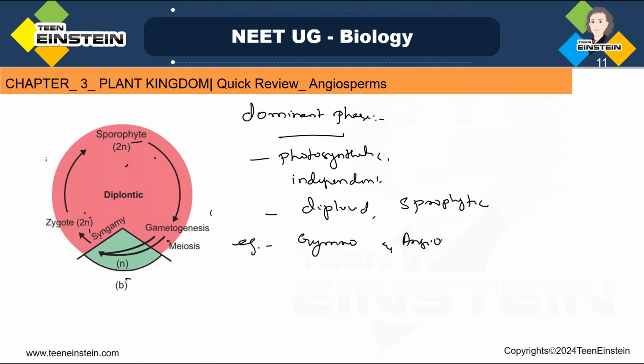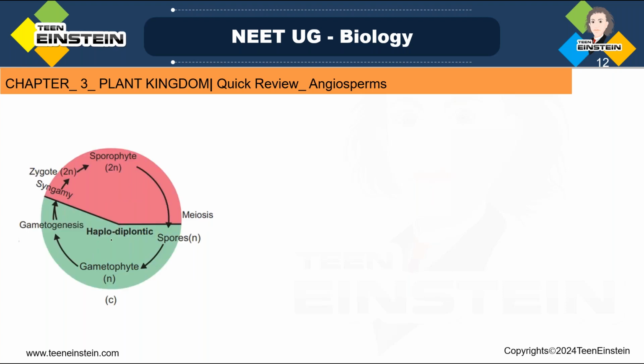Gymnosperms and angiosperms, right? Fucus, brown algae, all these are coming under diplontic life cycle. Then next comes the haplodiplontic. This is like an intermediate type of life cycle. See, both the sporophyte and gametophyte are multicellular and equally dominant and free living. Here both the stages are equally dominant. You can see almost the same percentage it is covering, both the haploid stage and diploid stage, right? And they are free living.